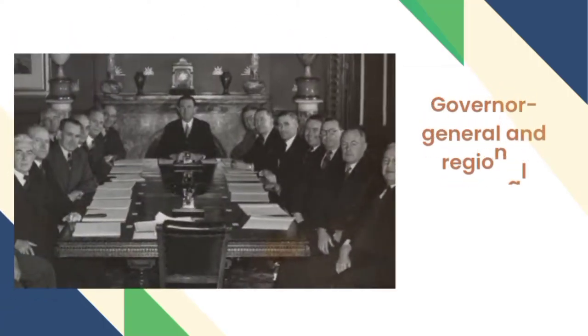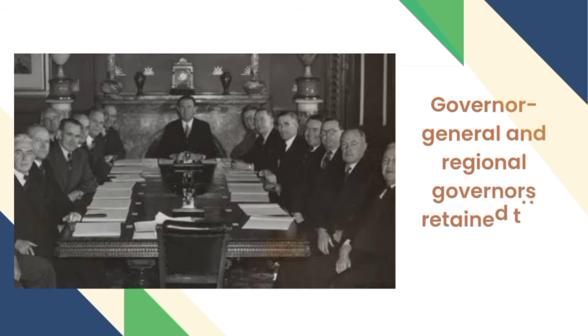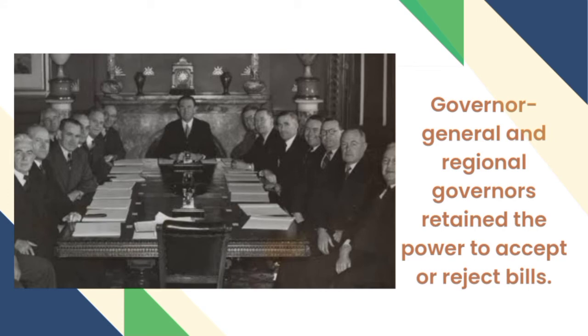Also, let's look at another feature, and this is that the Governor General and regional governors retained the power to accept or reject bills. So, Governor General and regional governors were having such powers to either reject or accept bills. So, they can assent to bills or reject the bills.